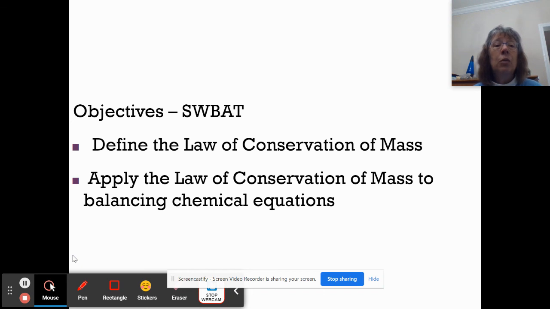Students will be able to define the law of conservation of mass and apply the conservation of mass to balancing chemical equations.